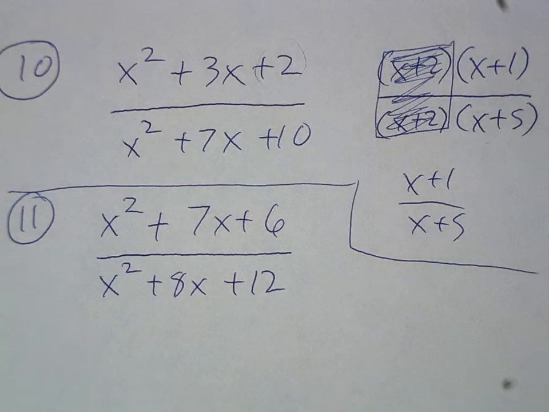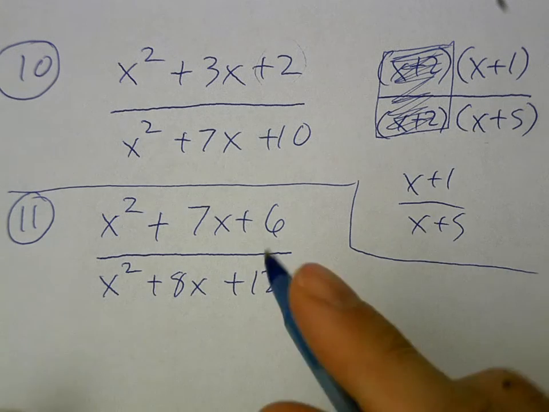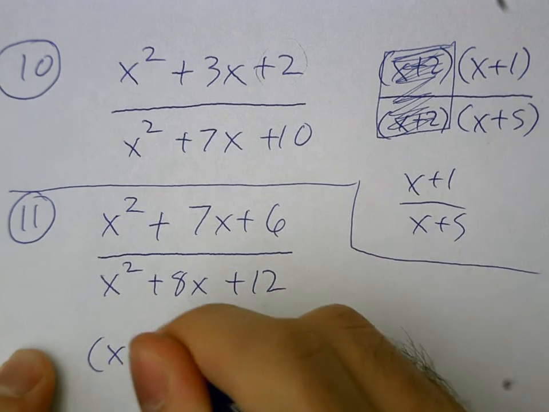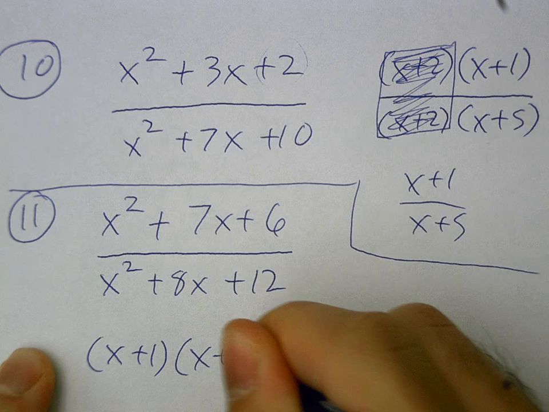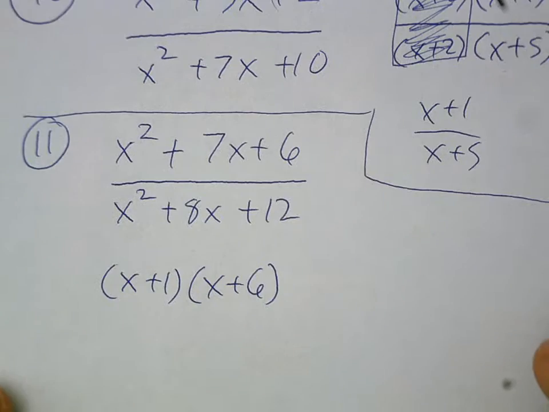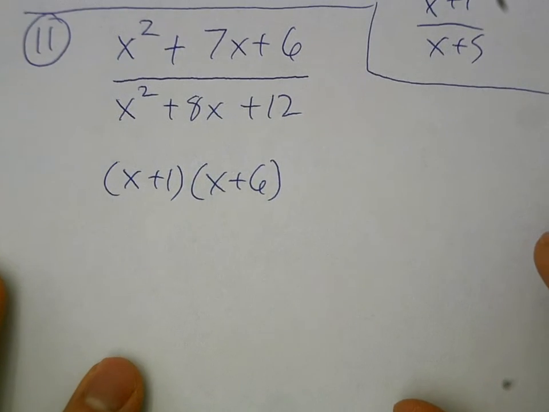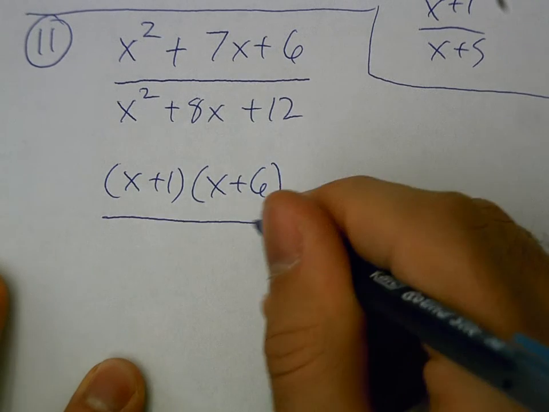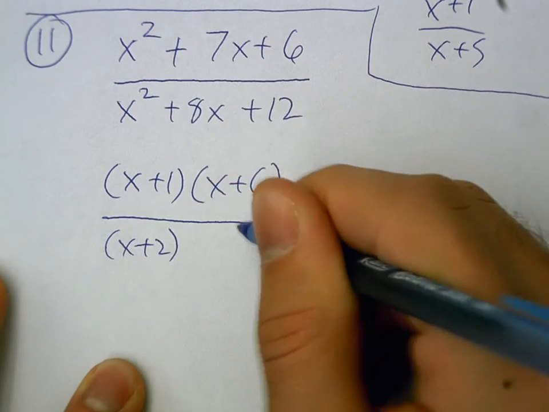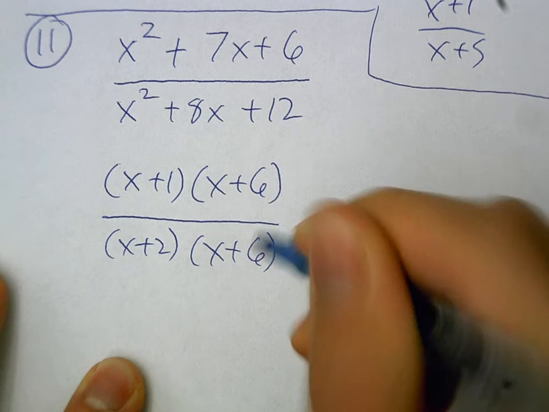So I saw most of you that had finished this had gotten it right. We factored this into x plus 1, x plus 6, and then the bottom factored into x plus 2 and x plus 6.